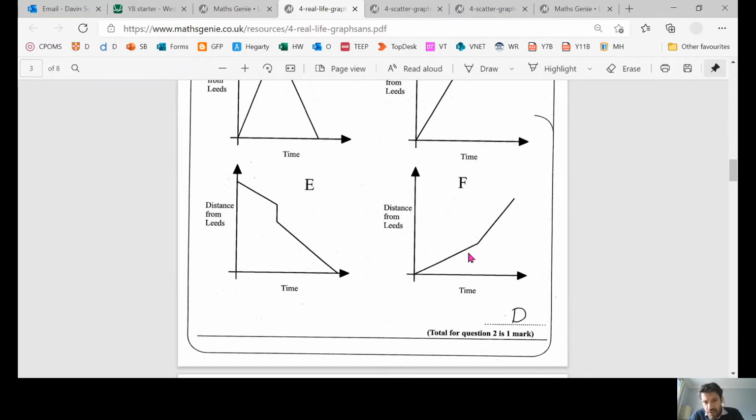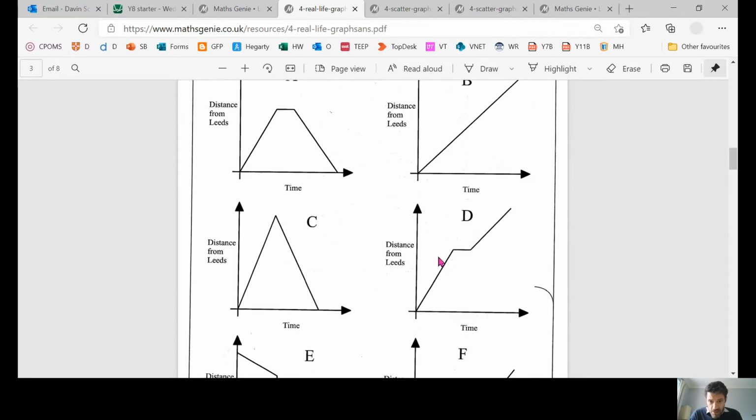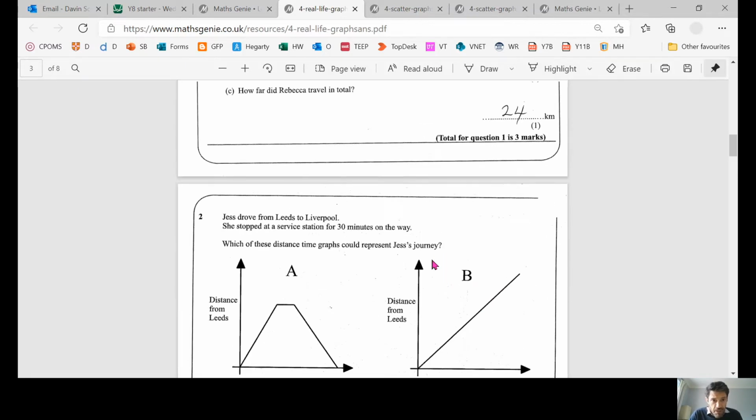And then F, she moves away from Leeds at a constant speed. Then she sort of accelerates, but in one step. She changes from maybe 40 miles an hour to 60 miles an hour. There's no sort of acceleration as such. She just changes speed because the lines are both straight. So, oh, I thought she returned.